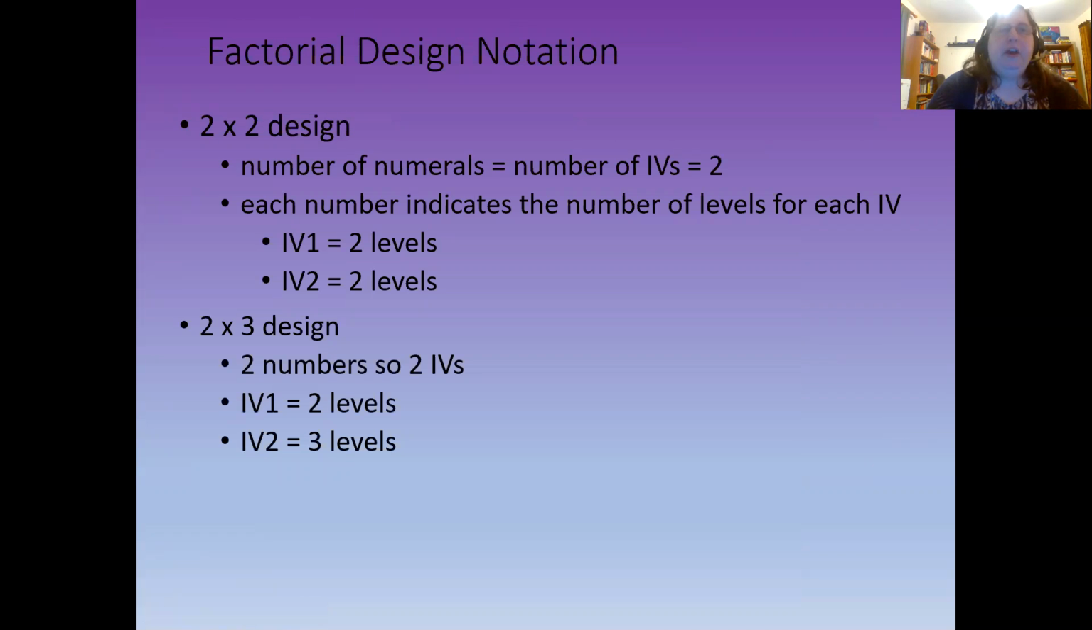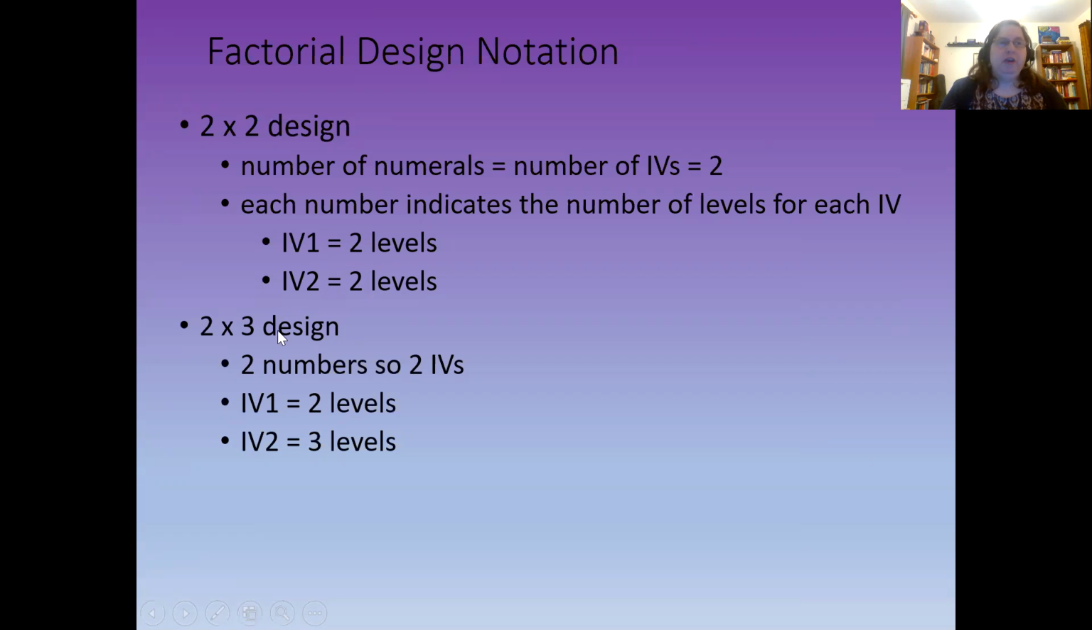So let's talk a little bit about notation, because this is something that you will either encounter or probably have encountered in the literature, and this is factorial design notation. Here we have a 2x2 design. What does that mean? Well, the number of numbers is the number of independent variables. I see 2 numbers, 2 independent variables. Each number indicates the number of levels for each IV. So in this case, IV1 had 2 levels and IV2 had 2 levels.